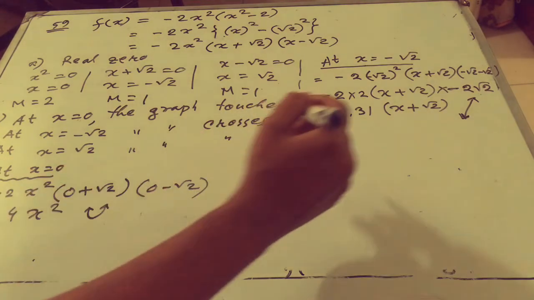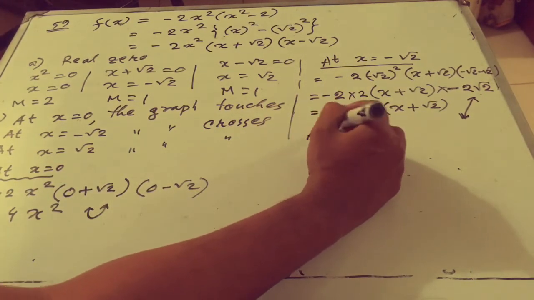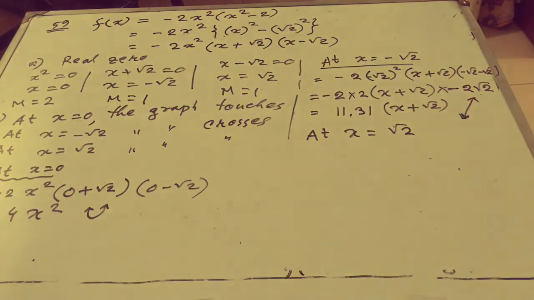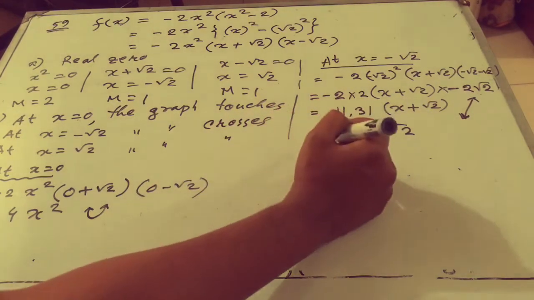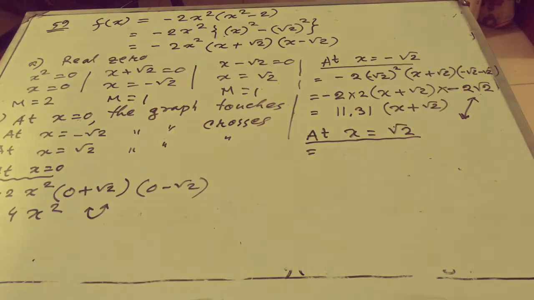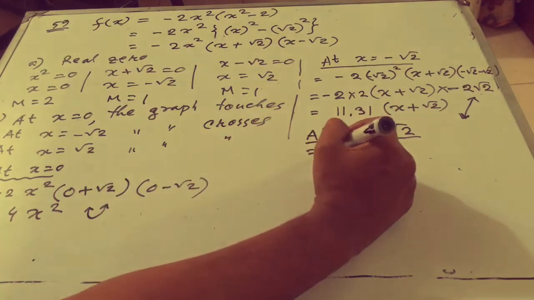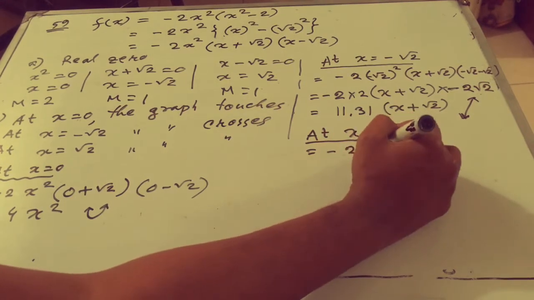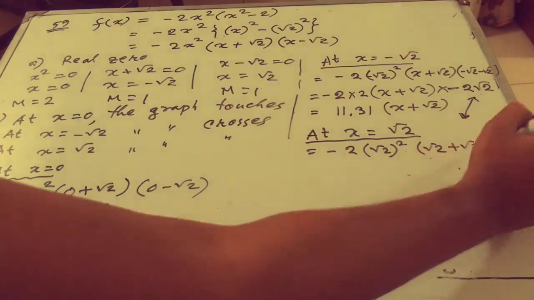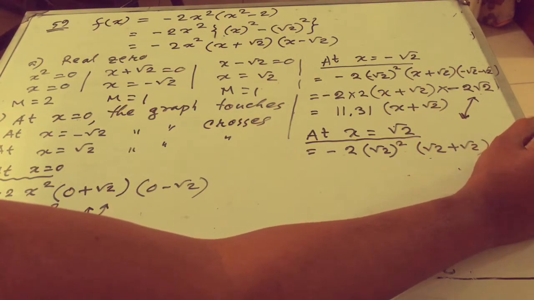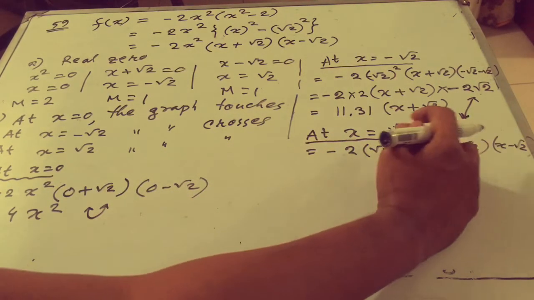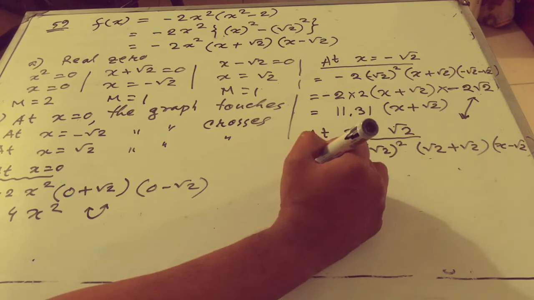And then let's try the next one, at x equals plus root 2. What happens there? Okay, let's put it. So this is what we want to find out. At x equals plus root 2, the value will be minus 2, then root 2 whole squared, then root 2 plus root 2, then x minus root 2. We cannot put it there because we obtained that plus root 2 from this quantity, so we cannot put it there.